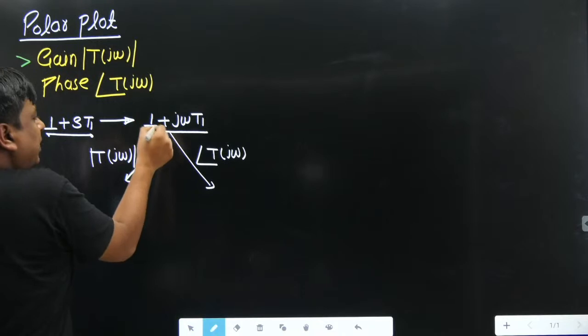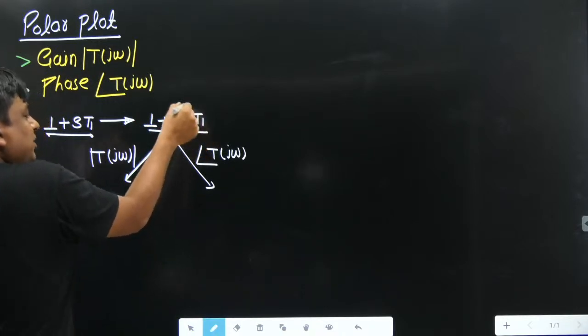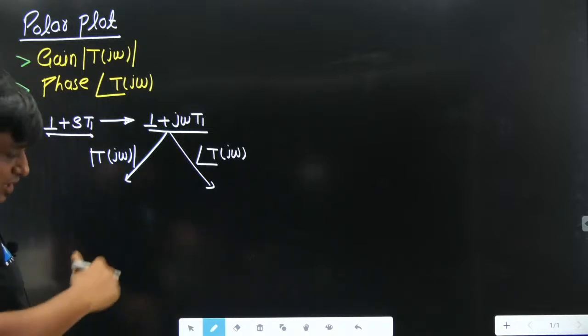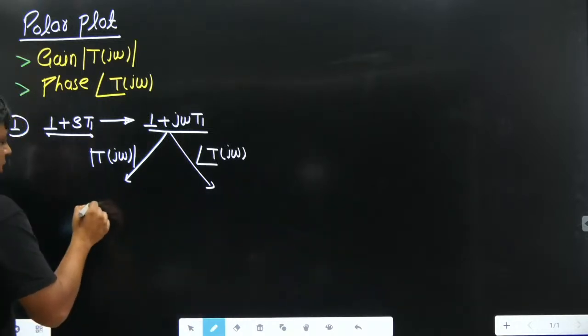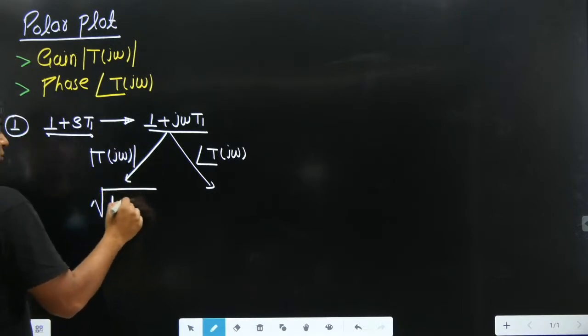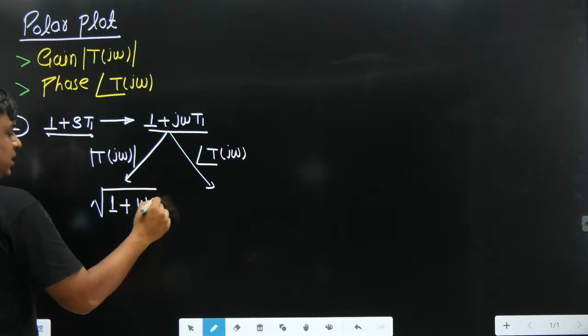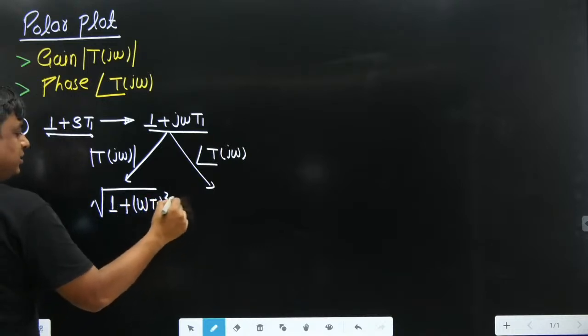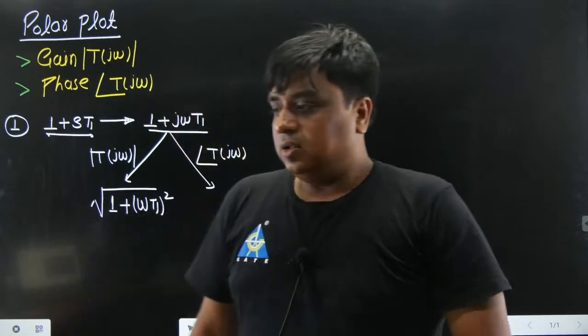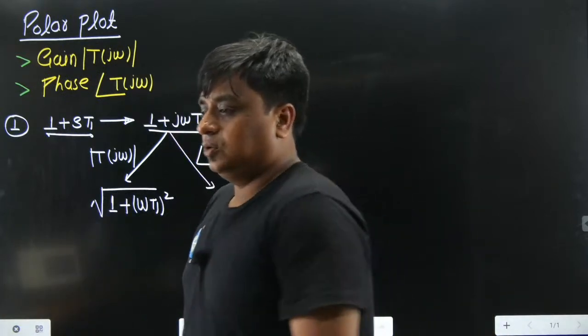It had been the real part, it had been the imaginary part. So obviously its magnitude is going to be the square root of the real part squared plus the imaginary part squared. So the gain provided by this transfer function is the square root of 1 plus (omega t1) raised to the power of 2. Could you understand what I am saying?